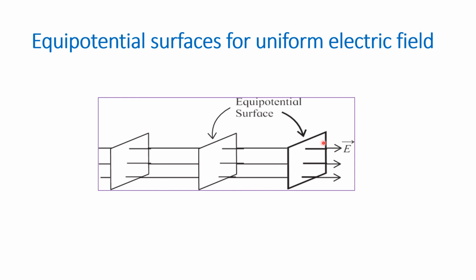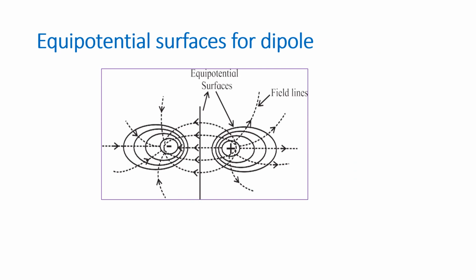This is the diagram of equipotential surfaces for a uniform electric field. Equipotential surfaces for a dipole. Dipole means what? It consists of a positive charge at one end and a negative charge at the other end. So this is the positive charge and this is the negative charge. Electric lines of force start from the positive charge and end on the negative charge, which is shown in the figure by arrows, and these surfaces are called equipotential surfaces. This is first, second, third, similar to the negative charge.